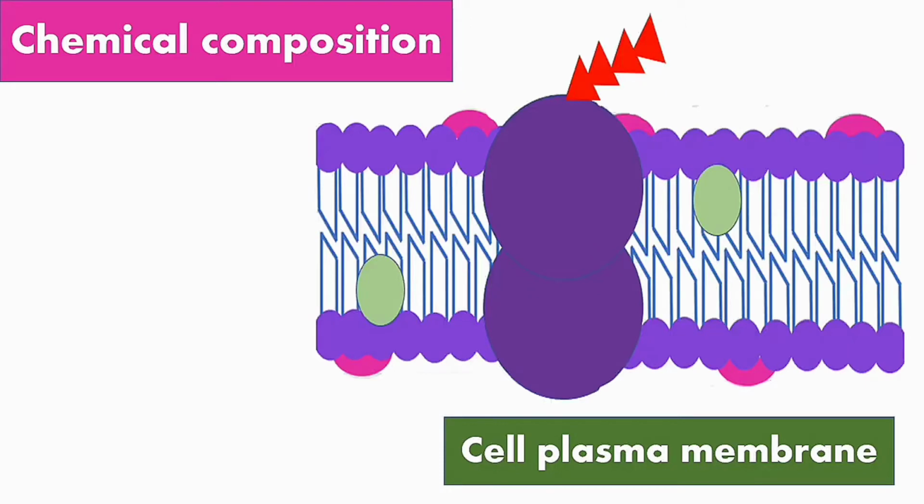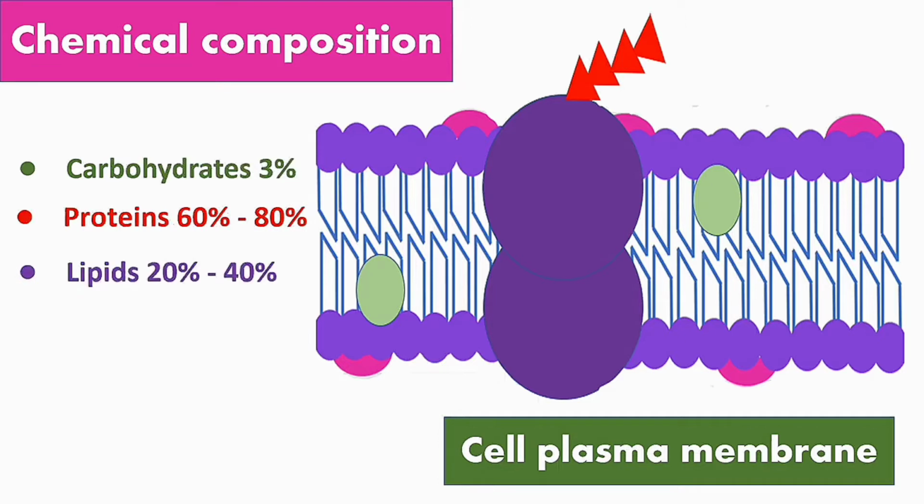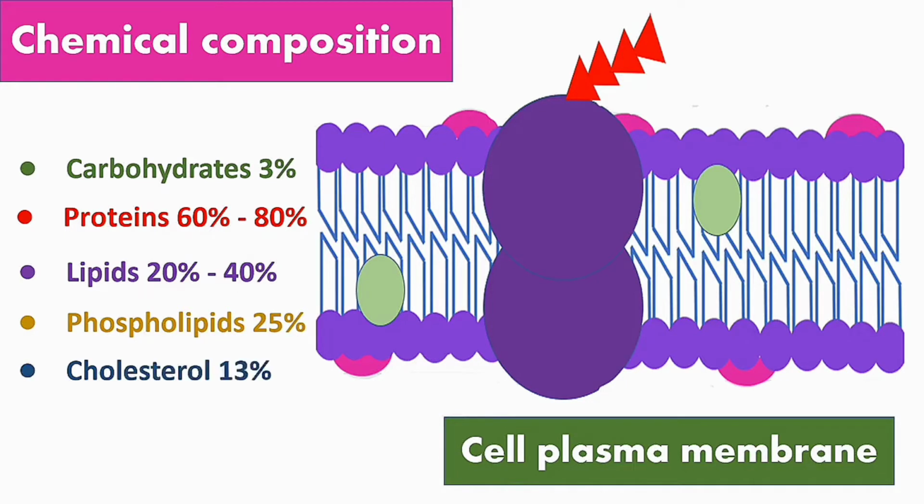If we look at the chemical composition of the cell membrane, chemically it is composed of carbohydrates, proteins, and lipids. Proteins make 60 to 80% of the cell membrane, while lipids constitute 20 to 40%, and carbohydrates constitute a very small percentage, approximately 3%. The lipids present in the cell membrane are mostly phospholipids, which make 25% of the total lipids of the cell membrane, and cholesterol, which constitutes 13% of the total lipids.